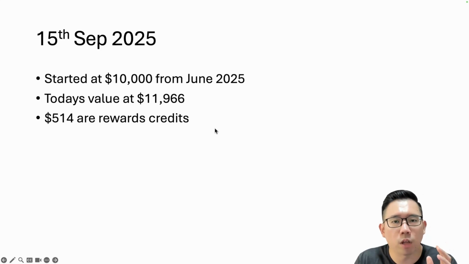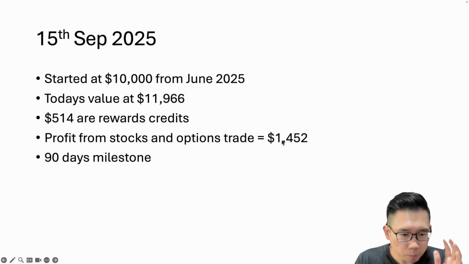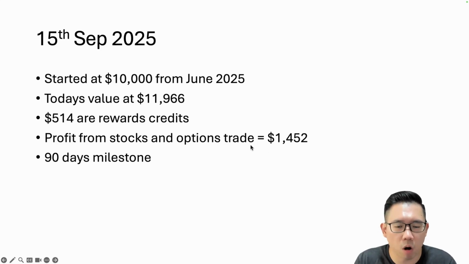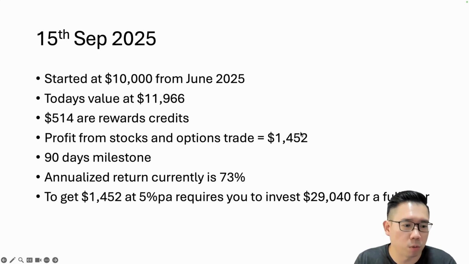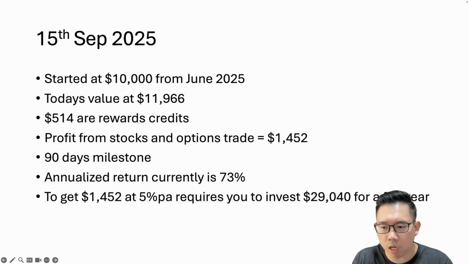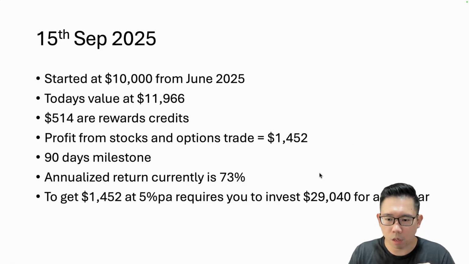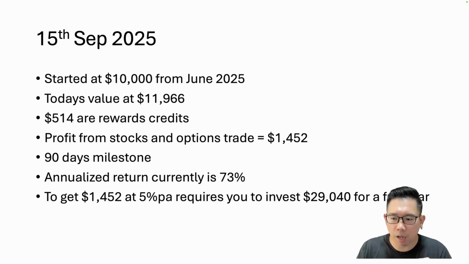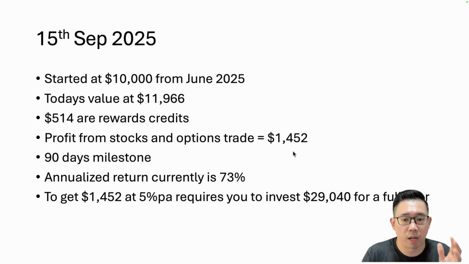So out of this $1,966, $514 are reward credits. The rest are actually all from my options trade and my stock profits. And as of today is a 90 days milestone. So annualized return as of now, okay, give me a moment. The current annualized return as of now is actually 73%, which is a great return.